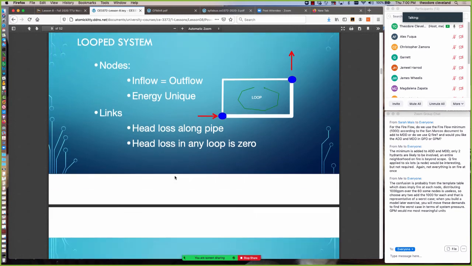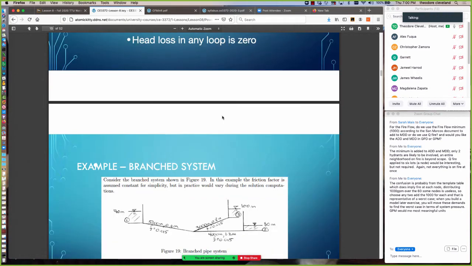So if we had a way to identify all the unique loops in a network, we obtain enough equations to solve the problem. But in doing that and choosing the loop approach, we essentially lose information about the pressures, and we have to recover them later.